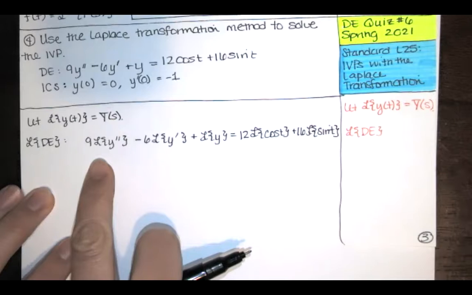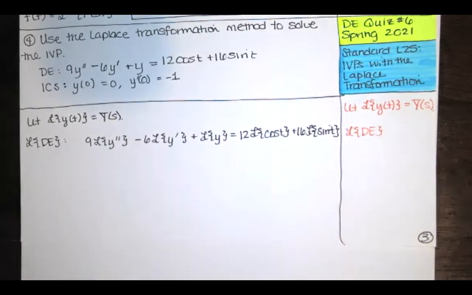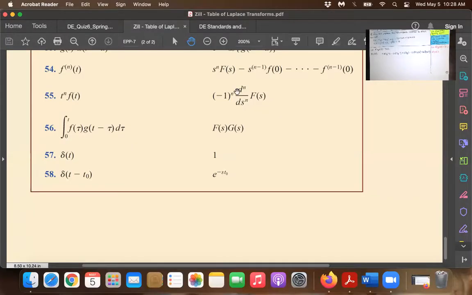Now to compute the Laplace transform of y double prime and y prime, we have to remember a rule, or at least look up the rule in our table of Laplace transforms for the Laplace transform of the nth derivative of a function. So if I go to my table of Laplace transforms, the one that I provide for you during your quizzes and exams, you're going to use entry number 54, which tells us that the Laplace transform of the nth derivative of f with respect to t is given by this expression on the right-hand side.